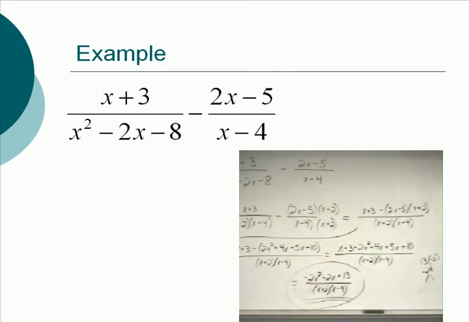The top can't be factored anymore, so there's no more canceling. We're done. Could you FOIL out that bottom? You could. It would still be right. It's just not necessary.